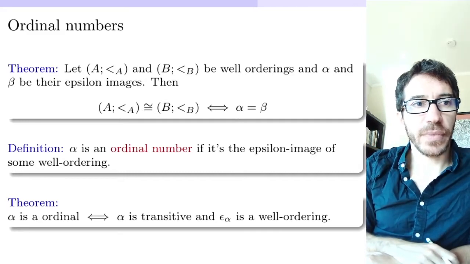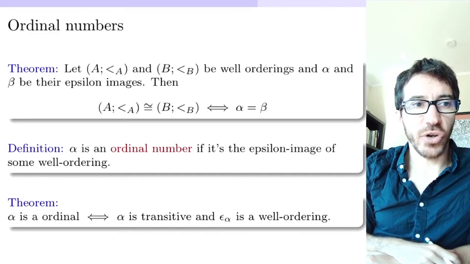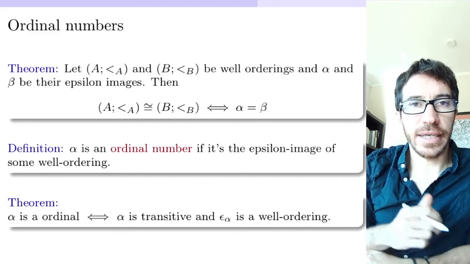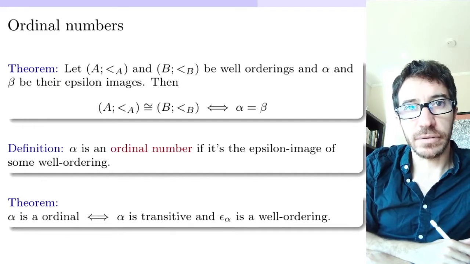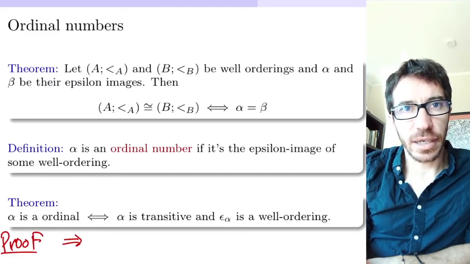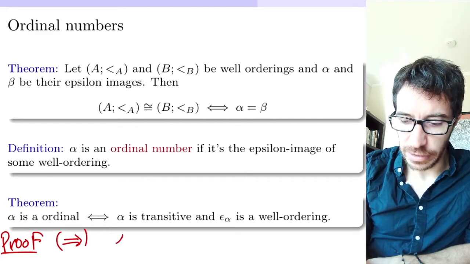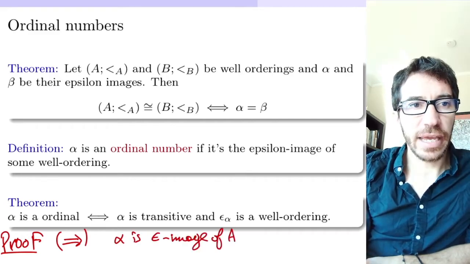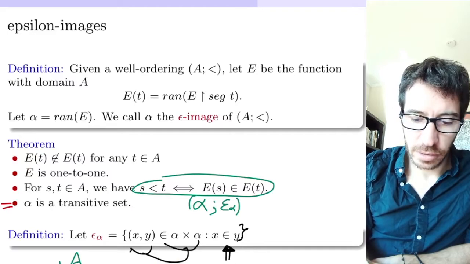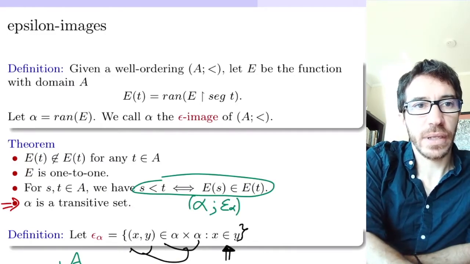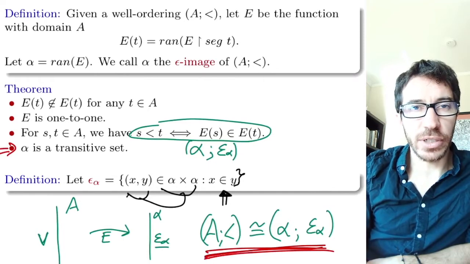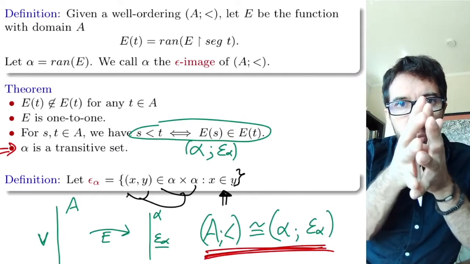Cool. So, theorem. We can characterize ordinals this way. So, alpha is an ordinal if and only if it is transitive and the belongs relation is a well-ordering on alpha. Right? So, it well-orders alpha. This direction is quite direct, right? Because if alpha is the epsilon image of A, then we know from our last week's video that alpha must be transitive, right? And we also know that alpha is isomorphic to A, and A is a well-ordering. I mean, the orderings look exactly the same. It's a complete bijection between them, same properties.